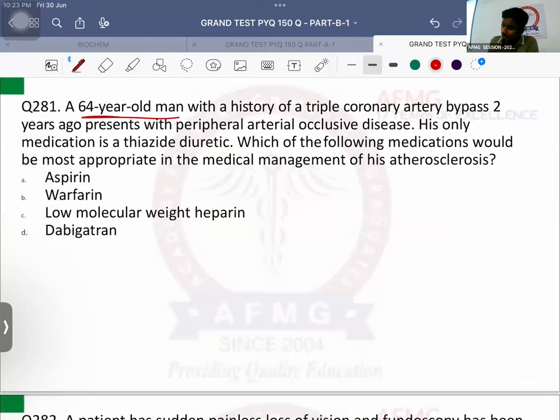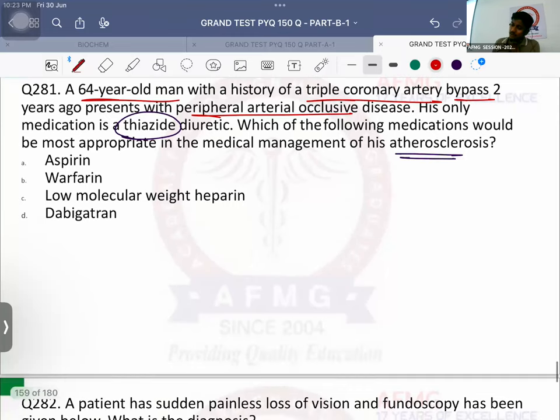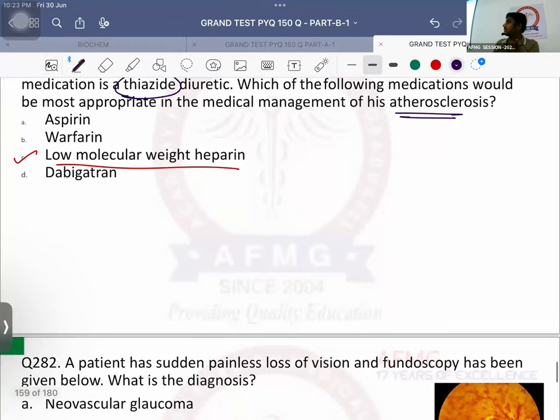Question 281: a 64-year-old man with history of triple coronary artery bypass grafting 2 years ago presents with peripheral arterial occlusive disease. His only medication is a thiazide diuretic. Which of the following medications would be most appropriate in the medical management of his atherosclerosis? What would you like to give? Triple coronary artery bypass grafting has been done, peripheral arterial occlusive disease is there in this patient, along with a thiazide diuretic. So most appropriate in the management of atherosclerosis will be, what would you like to start? Low molecular weight heparin has to be started because it is an anticoagulant agent. Please remember that. No issues with this.